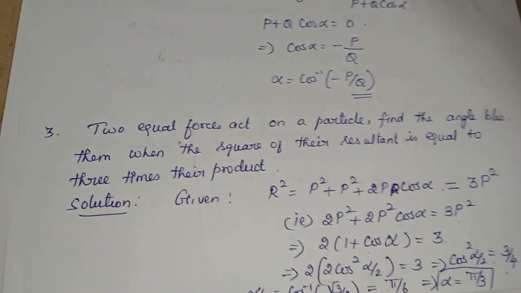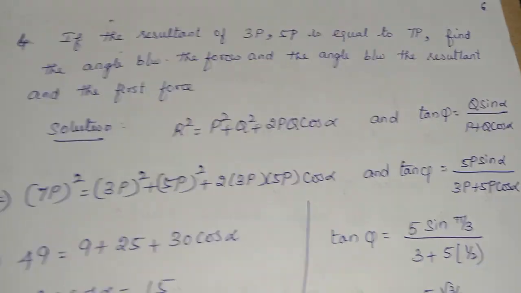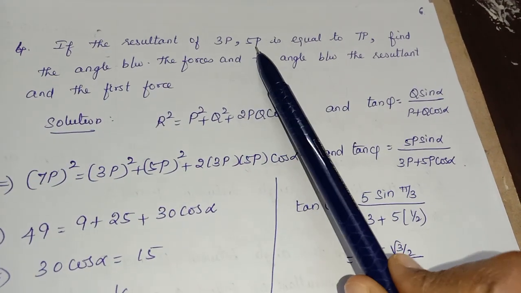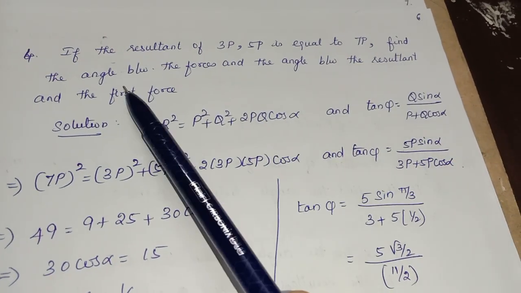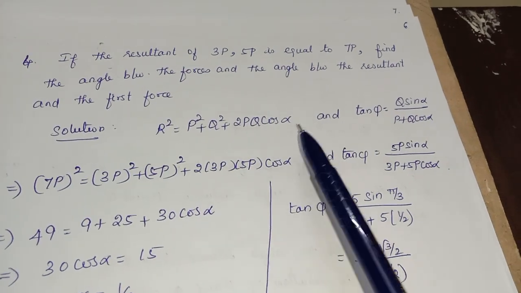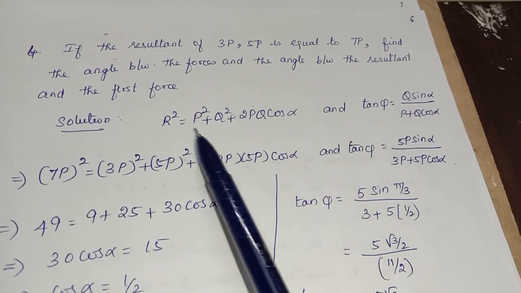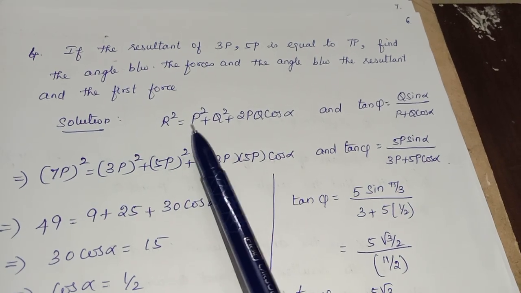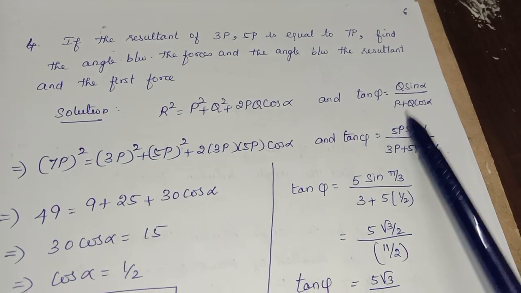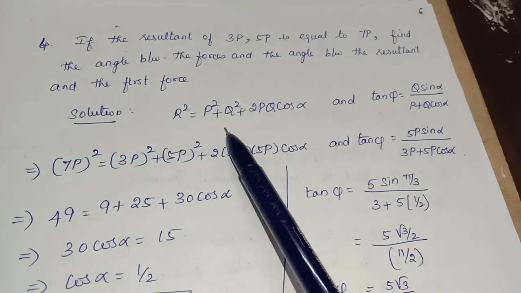Okay, then next problem. If the resultant of 3P and 5P is equal to 7P, these are the two forces and the resultant is 7P. Find the angle between the forces and the angle between the resultant and the first force. So let us take alpha as the angle between the forces and phi as the angle between the resultant and the first force. Then what is the result we have to use? R square equal to P square plus Q square plus 2PQ cos alpha, and tan phi equal to Q sin alpha by P plus Q cos alpha. Here R is 7P, P is 3P and Q is 5P.